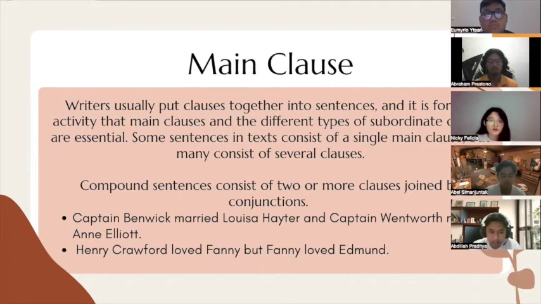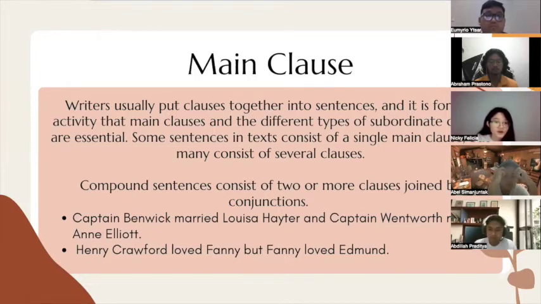Now we're going to talk about the main clause and subordinate clause. So writers usually put clauses together into a sentence, and it is for this activity that main clause and the different types of subordinate clause are essential. Some sentences in text consist of a single main clause, but many consist of several clauses, depending on what type of clause are combined. Two types of multi-clause sentence are distinguished.